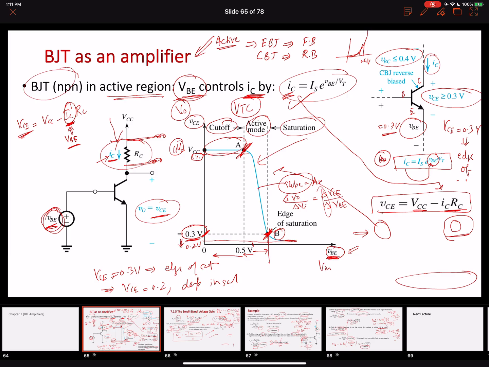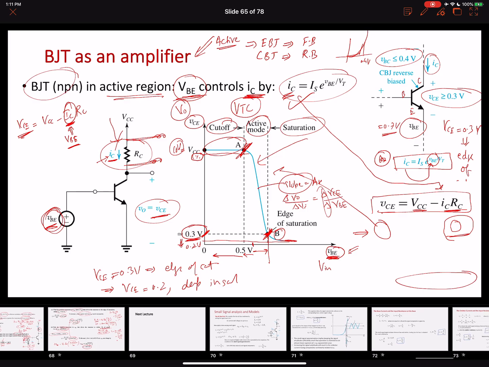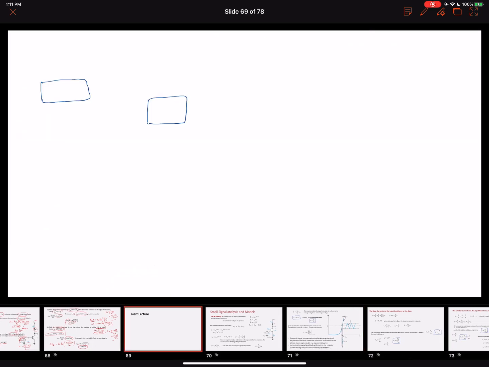We want to make sure that we operate the transistor in the active mode, and that changes in the input voltage VBE do not move the transistor into the saturation region or the cutoff region. Today's lecture is going to focus majorly on the small signal operation of bipolar junction transistors, and we're going to derive different equations for the voltage gains specifically for small signal operation. So let's talk about it.